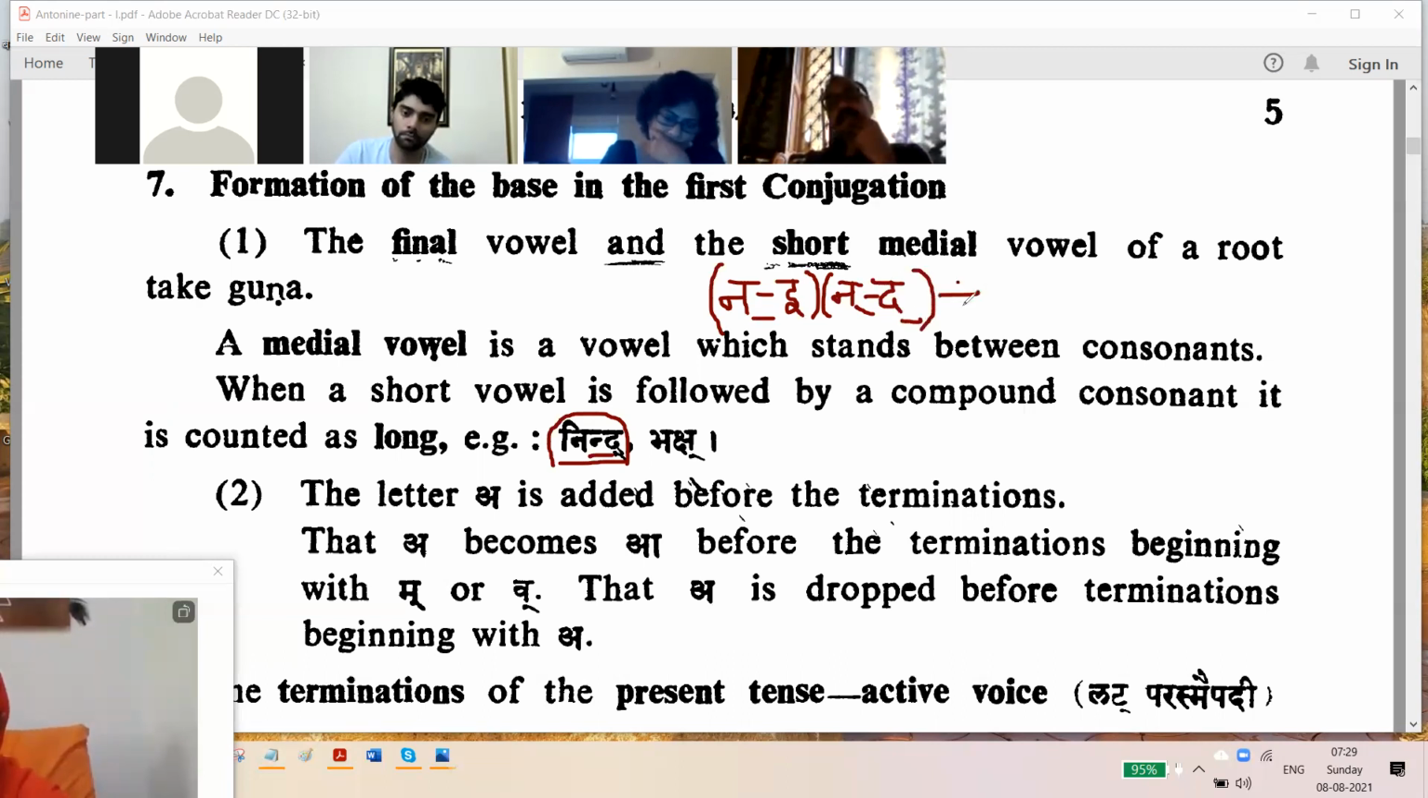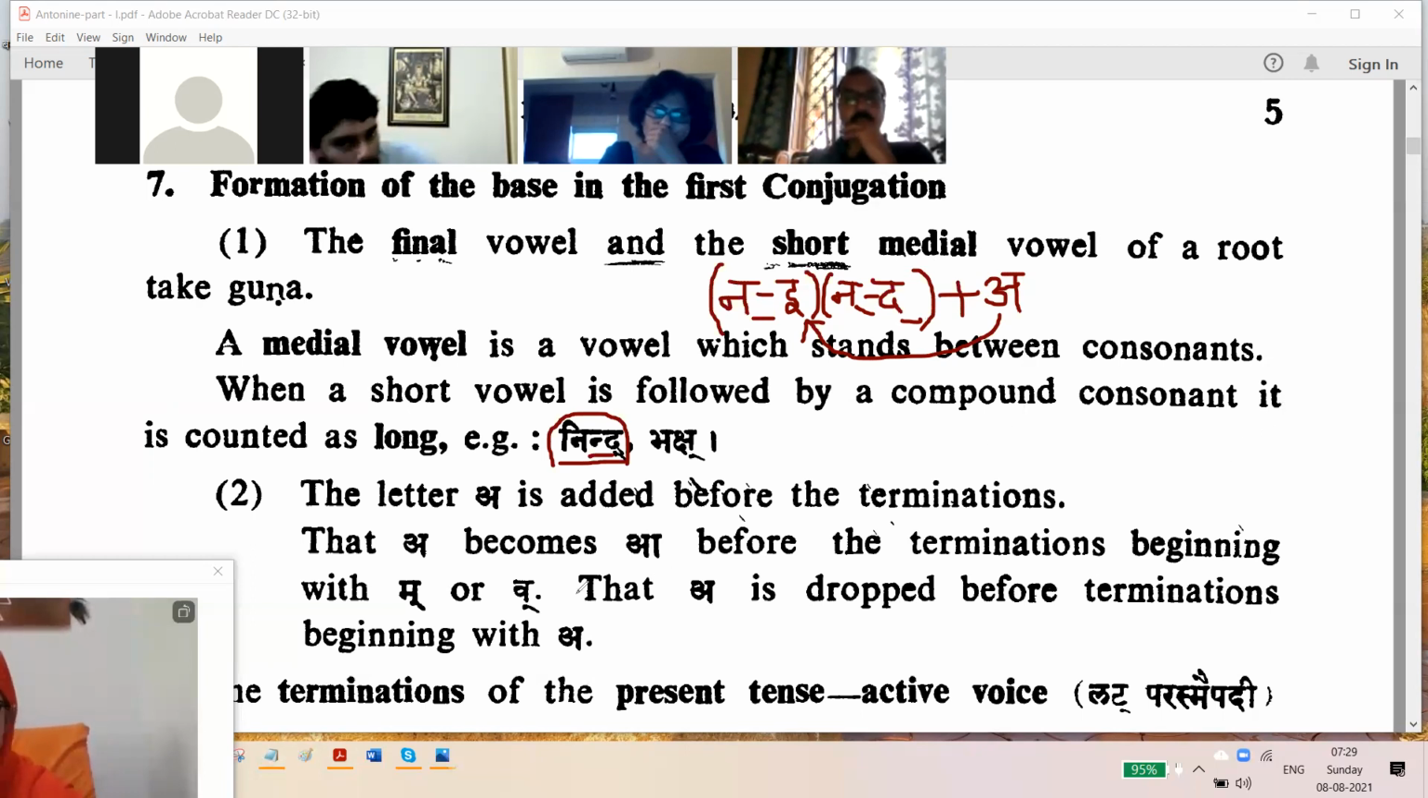If we put akara, this akara cannot cause guna of this ikara. Why? They have written that a short vowel followed by a compound consonant is counted as long. So this is counted as long because there is a half na and da after i. So i stays as it is.